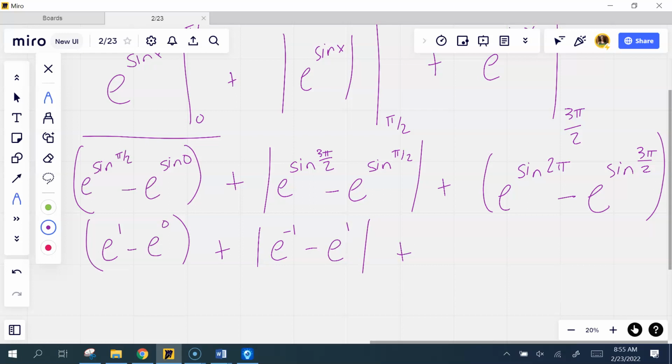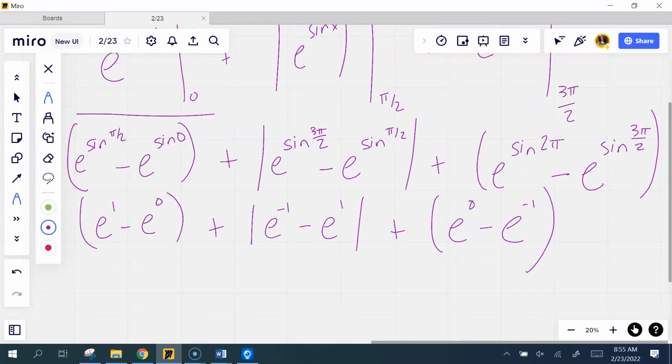Plus e to the sine of 2 pi. Sine of 3 pi over 2. All right, this is e minus 1 plus, this is absolute value, this is 1 over e minus e, right? Plus 1 minus 1 over e.